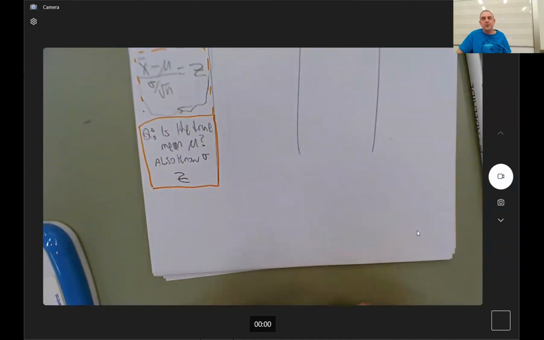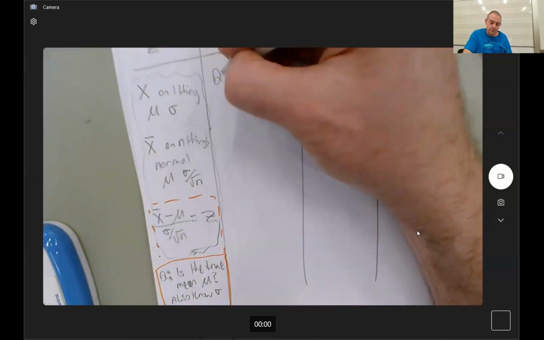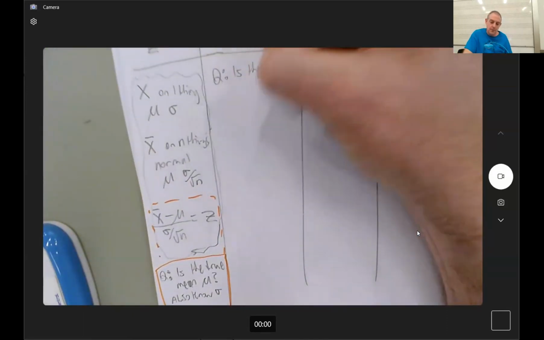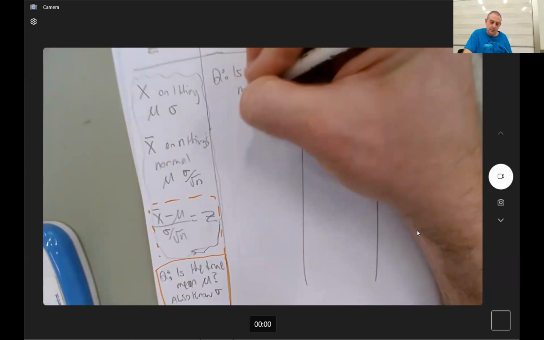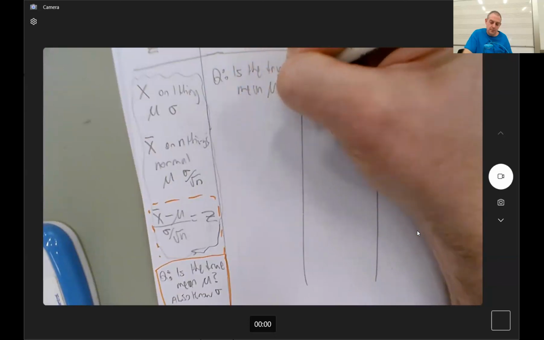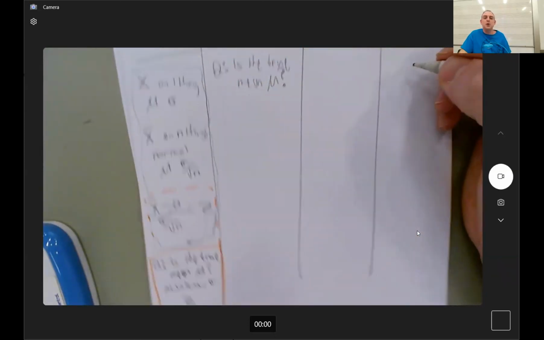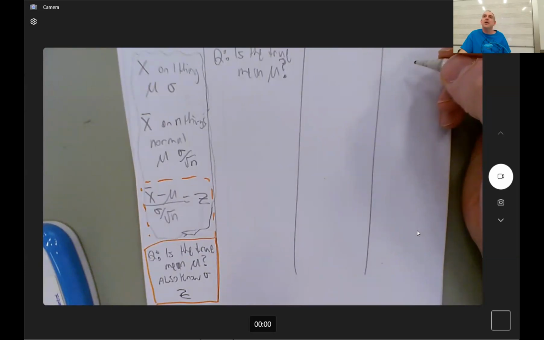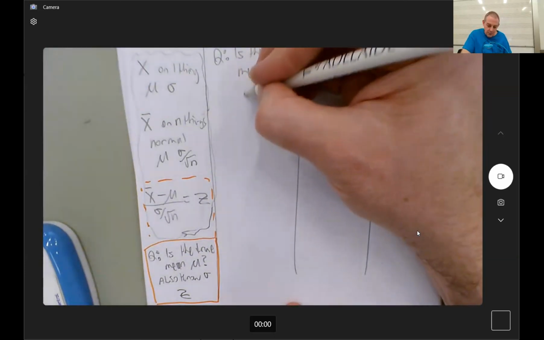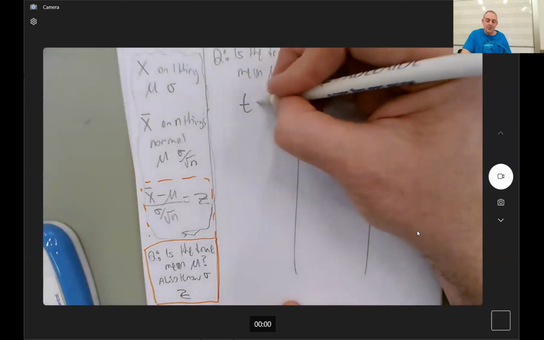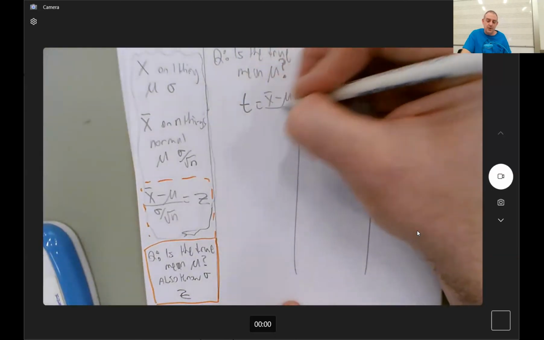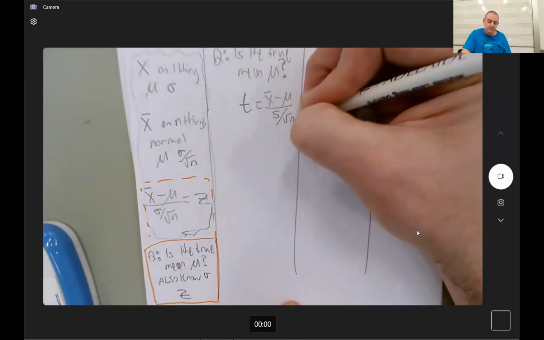But if your question is the true mean mu, and you don't know what sigma really is, and you have to estimate it from your sample by using the sample standard deviation, is the true mean mu, but you don't have extra information about what sigma is, then you'll use a t. And that t will be x bar minus mu over s on root n.